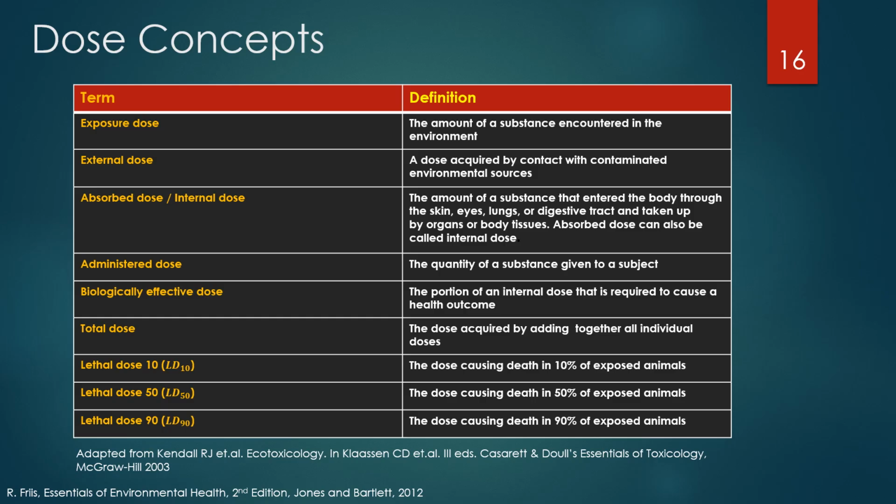Biologically effective dose is a portion of an internal dose that is required to cause a health outcome. Total dose is the dose acquired by adding together all individual doses. Lethal doses 10, 50, and 90 are the doses that cause death in exposed animals at 10, 50, or 90%. Lethal dose 50, LD50, is used to compare the toxicities of chemicals. Lethality tests are rarely used in current research due to the availability of less destructive study methodologies.